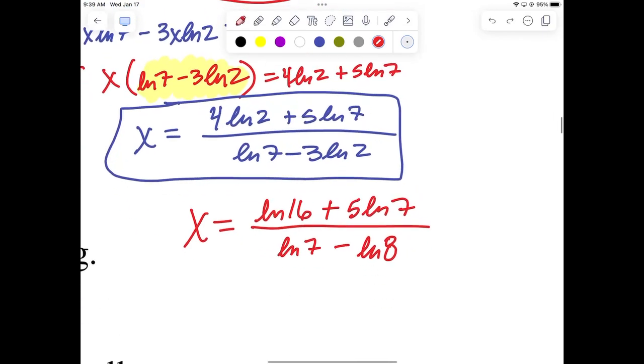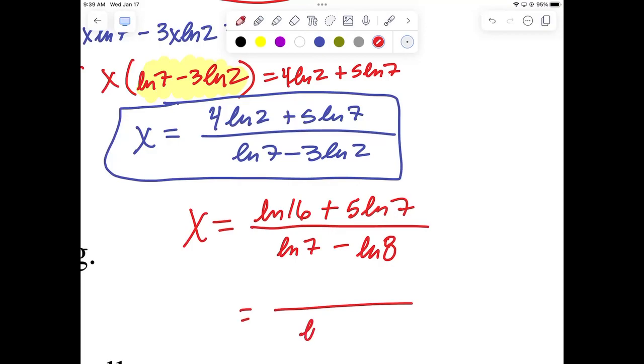Now, I could do in the bottom if I wanted. I could say it's the natural log of 7 divided by 8. But I'm not going to do that. You know why? Because now it gets that complex fraction look to it. So I wouldn't do that. But I could do either one of these.